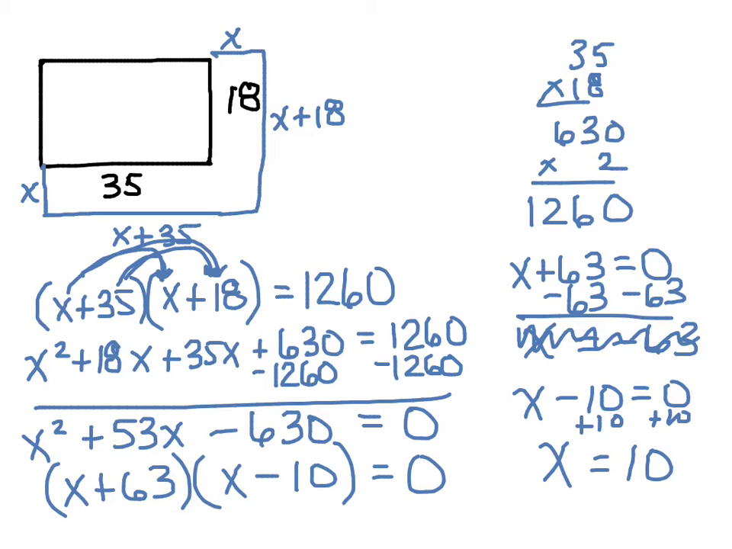Now, to answer the other question, it says, what are the new dimensions? Remember, it was a 35 by 18, but I'm adding 10 feet to each side. So what's 35 plus 10? It's a 45 by, and what's 18 plus 10? That's a 45 by 28. Now, here's something you can do to make sure you got it right. Somebody take a calculator and do 45 times 28.